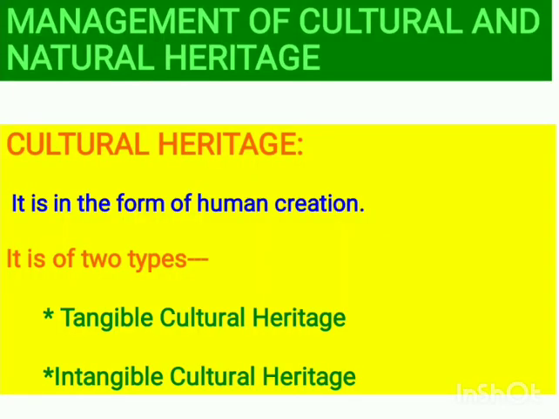Management of cultural and natural heritage. Now, what is cultural heritage? What are its types? Now, cultural heritage is in the form of human creation, created by human beings. It is of two types, tangible cultural heritage and intangible cultural heritage.